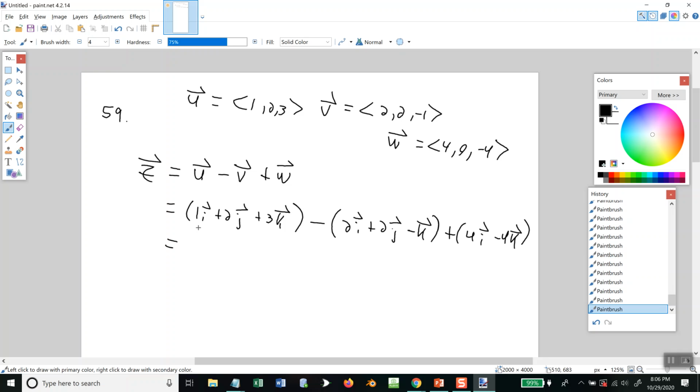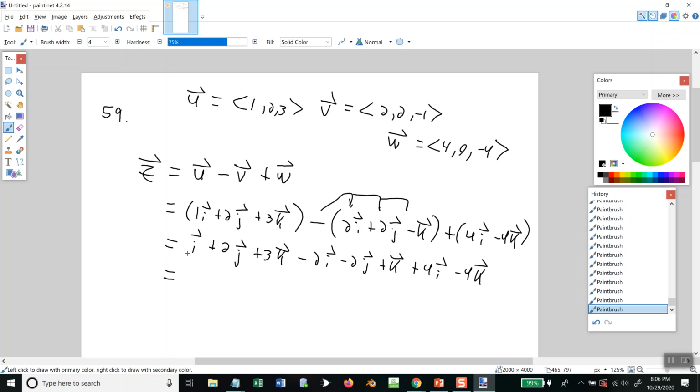Then you treat them just like variables. So I got i plus 2j plus 3k. Negative out in front flips the sign of everything inside. So I got minus 2i minus 2j plus k, plus 4i minus 4k. Let's see, i minus 2i is negative i, plus 4i is 3i. 2j minus 2j, that cancels, and there's no other j's. 3k plus 1k is 4k, minus 4k. Assuming I added everything correctly, then our answer is 3i.